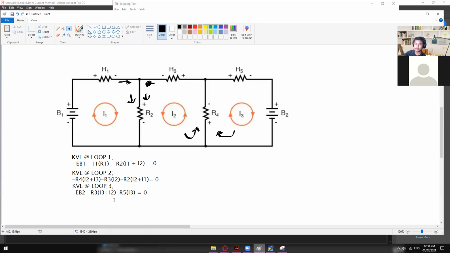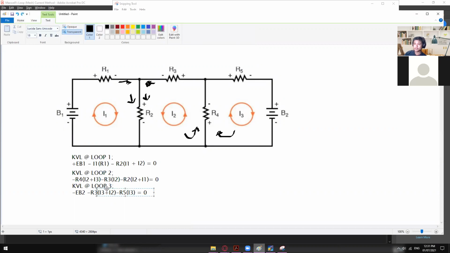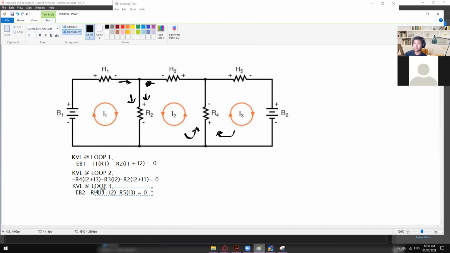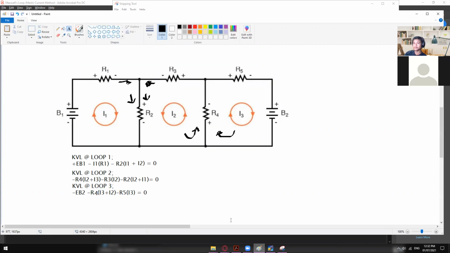So are we clear on how we got this one? So from here, going here on the R4, mali pala to, it's not R3. So let me just remove this one. It should be R4. There you go. Okay, R4 times I3 plus I2. And then negative R5 times I3.